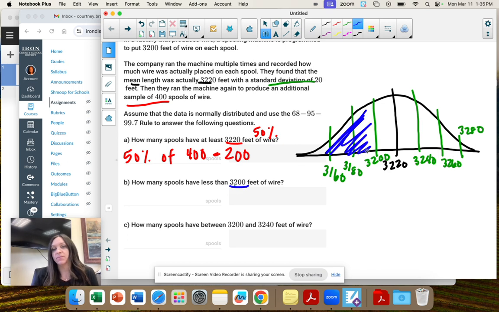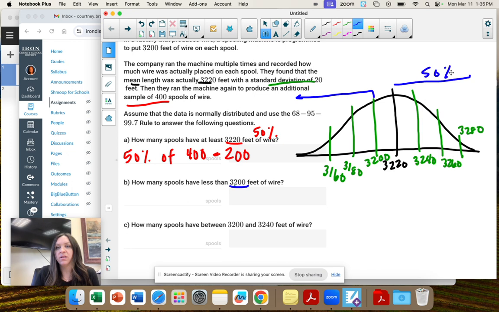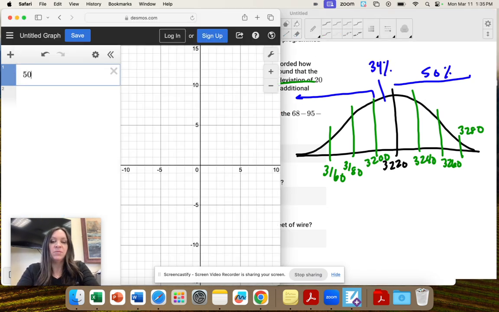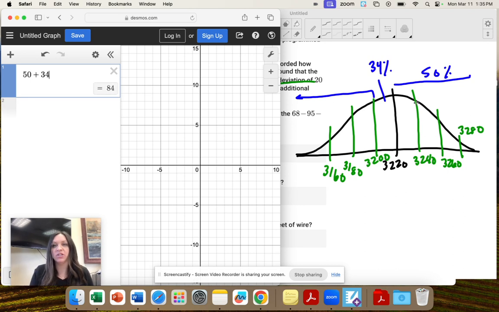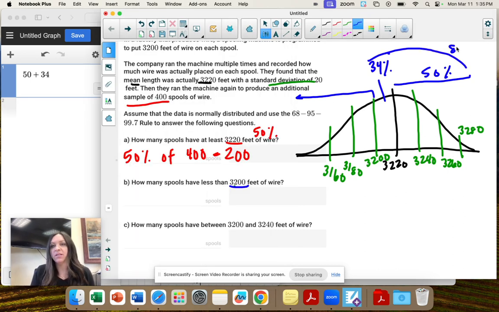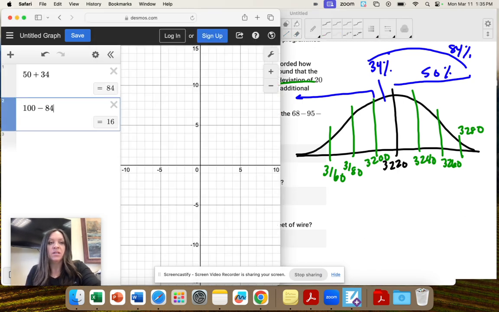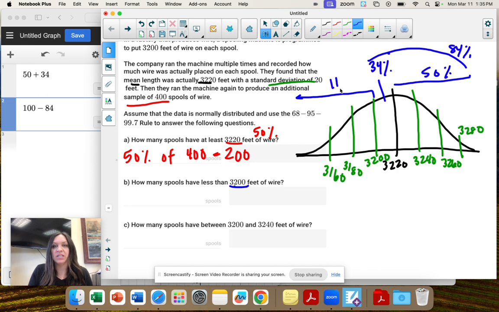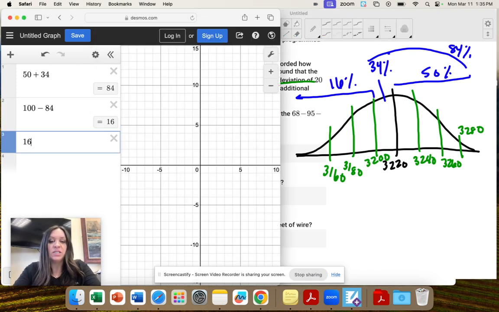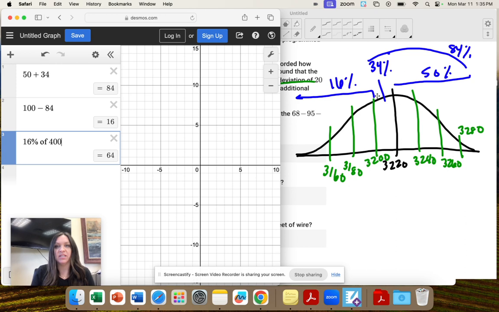So this part. I'm going to draw it up here so I can erase it. So this is half, and this is 34%. So 50 plus 34, so this whole section is 84%. The whole graph is 100. So that means that 16% is less than 3,200. So now I want 16% of the sample, which is 400. So 16% of 400 is 64.